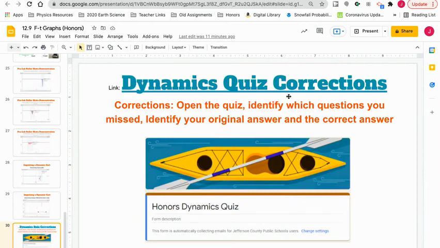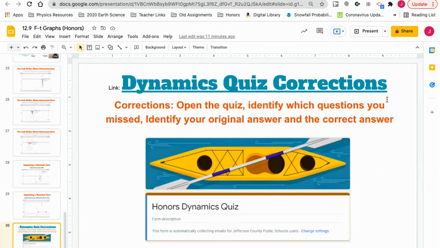If you open up the quiz, you will see which ones you missed. If there's something wrong with how I set it up and you can't see which ones you missed, please let me know. I'm sure one of you will send me an email, and I'll get right back to you and make sure that you are able to access that. But all you have to do is look at the ones you missed.